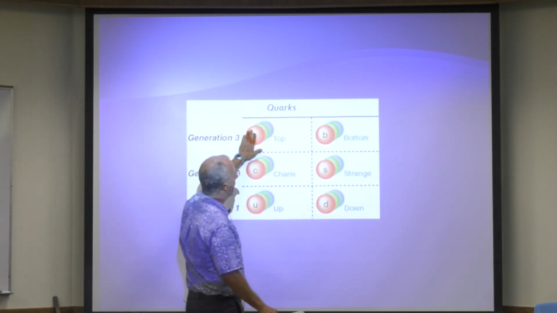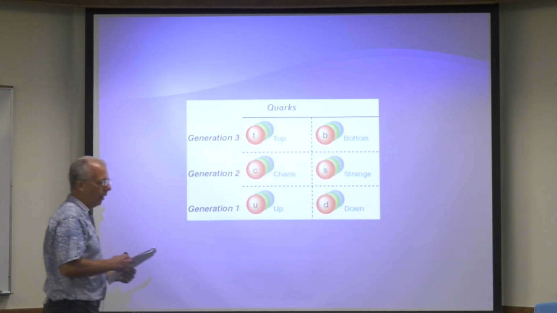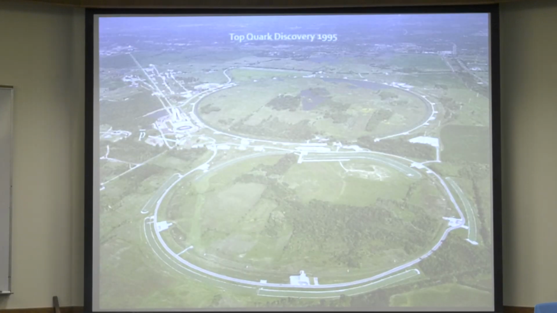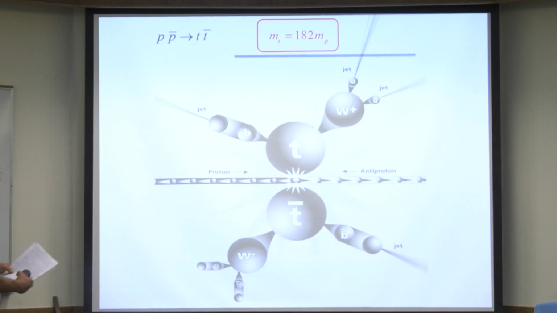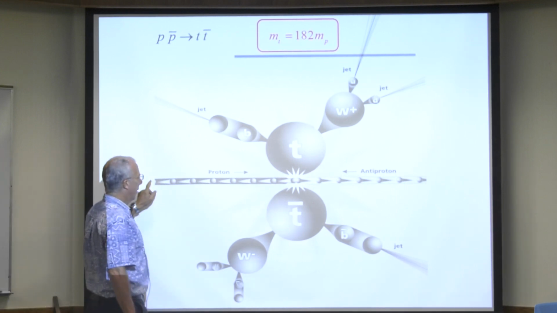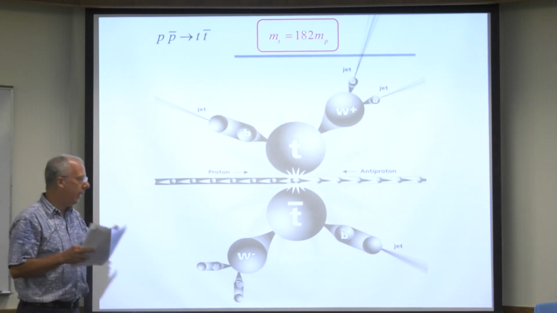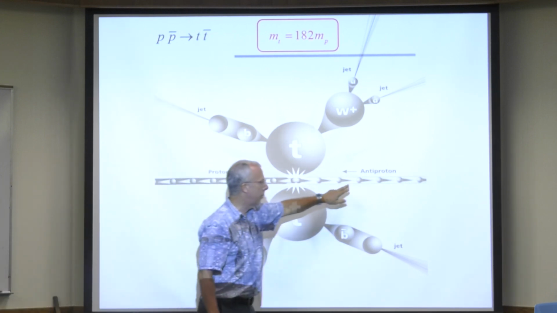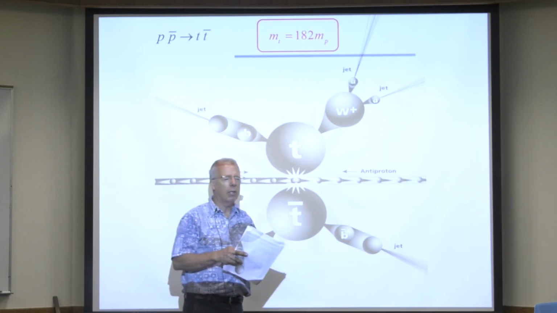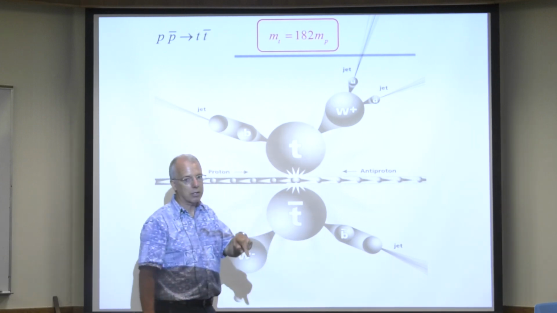Okay, now let's talk about this top quark. It took a long time before they discovered the top quark because it was so, well, I'll tell you in a minute. The top quark was discovered in 1995 at Fermilab, and this is how they did it. The top quark has a lot of mass, so they had to make the protons and the antiprotons that were colliding be incredibly fast, because remember, mass can be converted into energy.